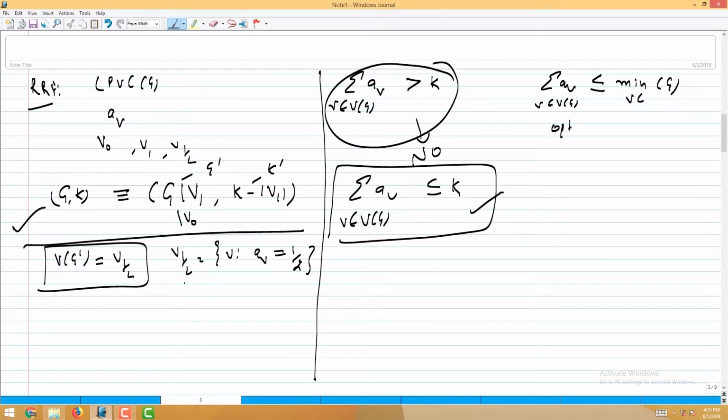Note that what was the set V half? They were all the vertices which got value equal to half. And I know the sum of AV values is at most K. So what is the size of the V half set? If the size of V half is strictly greater than 2K, then when you sum up the AV values of these more than 2K vertices, will they add up to at most K? No, right? So basically, the size of V half is at most 2K, because if it was more, then when you sum up the AV values of these vertices, it cannot be at most K. And this is because every vertex has value equal to half. If some vertices had value strictly less than half, then I don't know, there could be many vertices, right? So because of this, the size of V half is at most 2K, and this is how we get a 2K kernel for vertex cover.